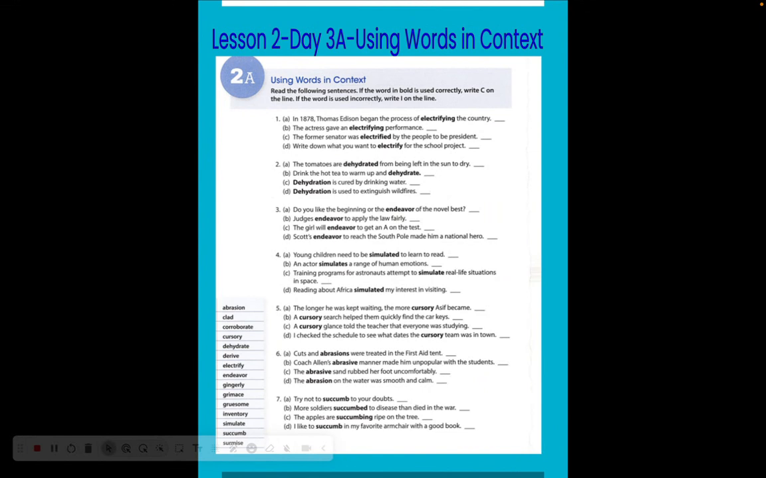If it is, you're going to write a C on the line after the sentence. If you think the word is used incorrectly, you will write an I for incorrect on the line. So let's look at number 1. We have 4 sentences and we have to decide if each is correctly used or incorrectly used.